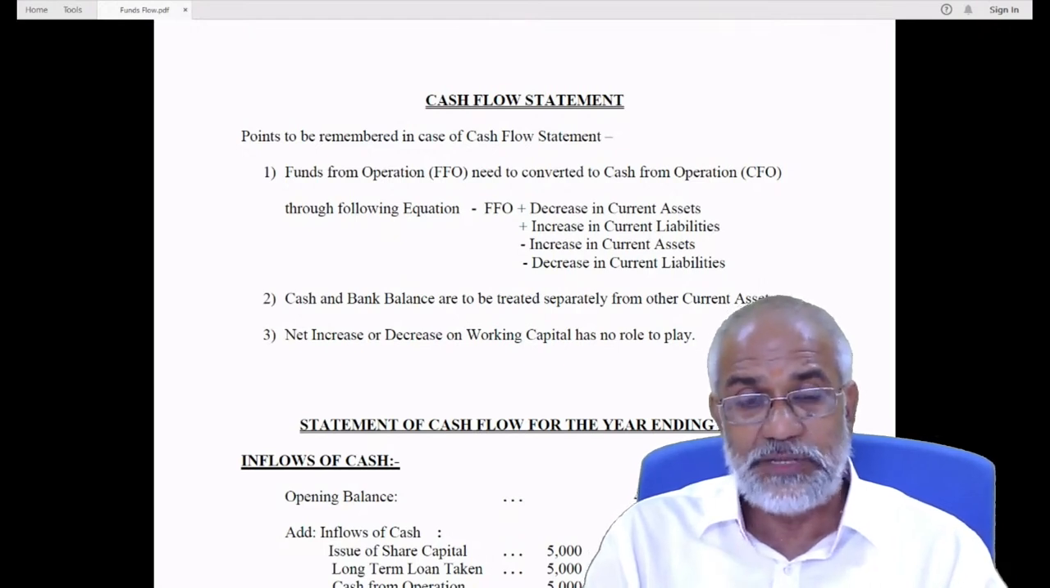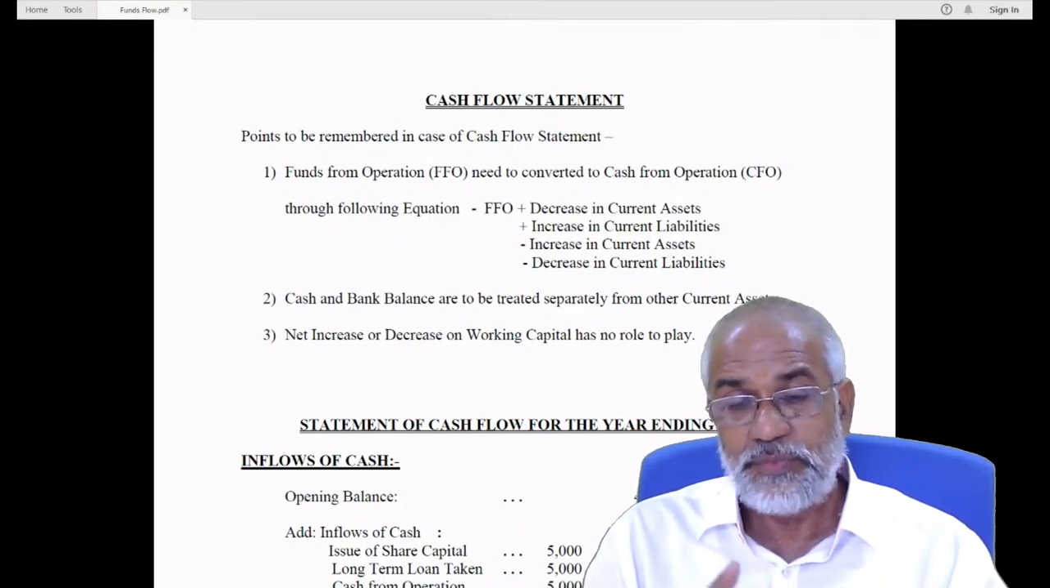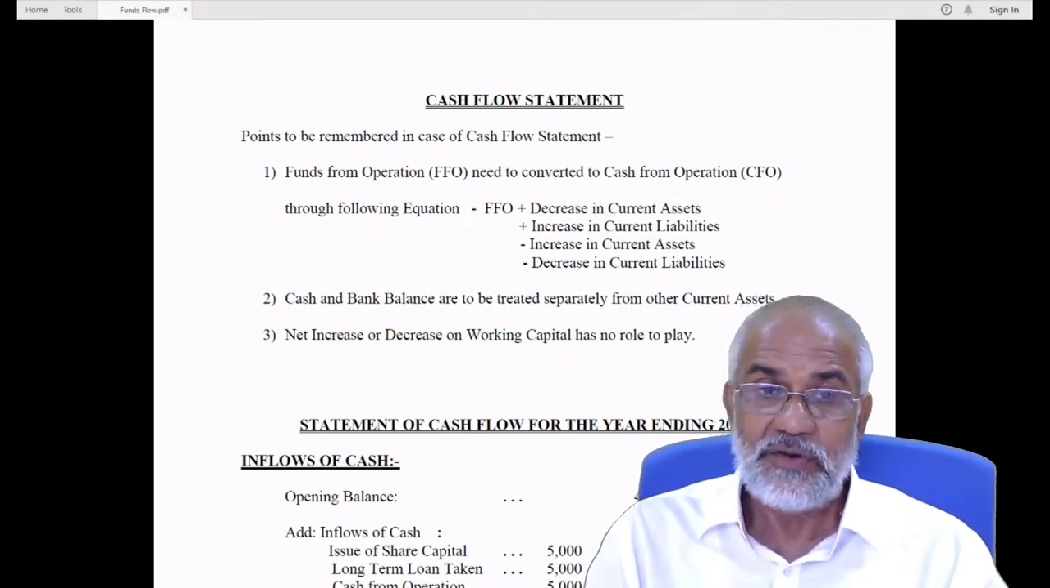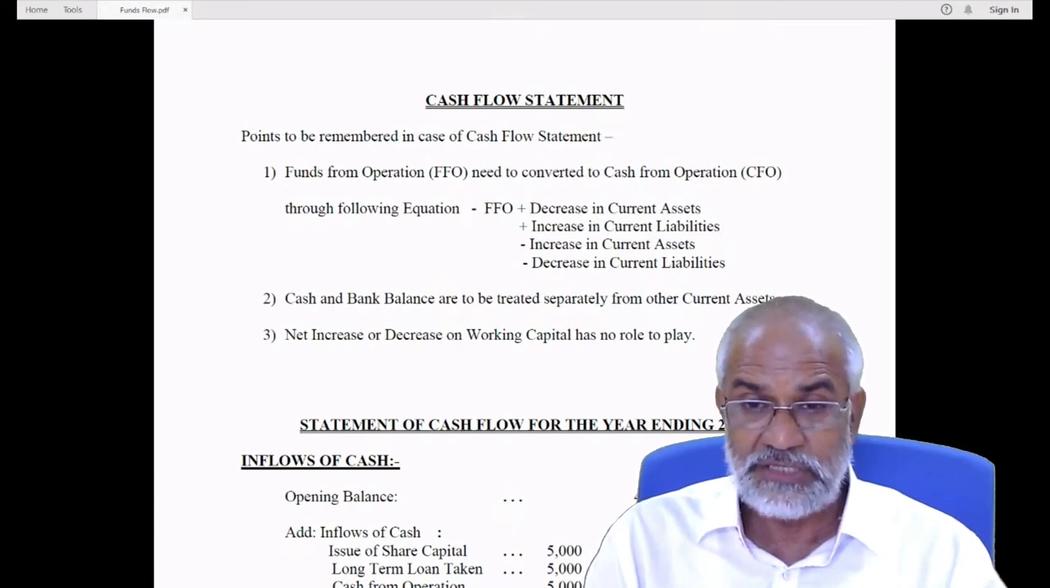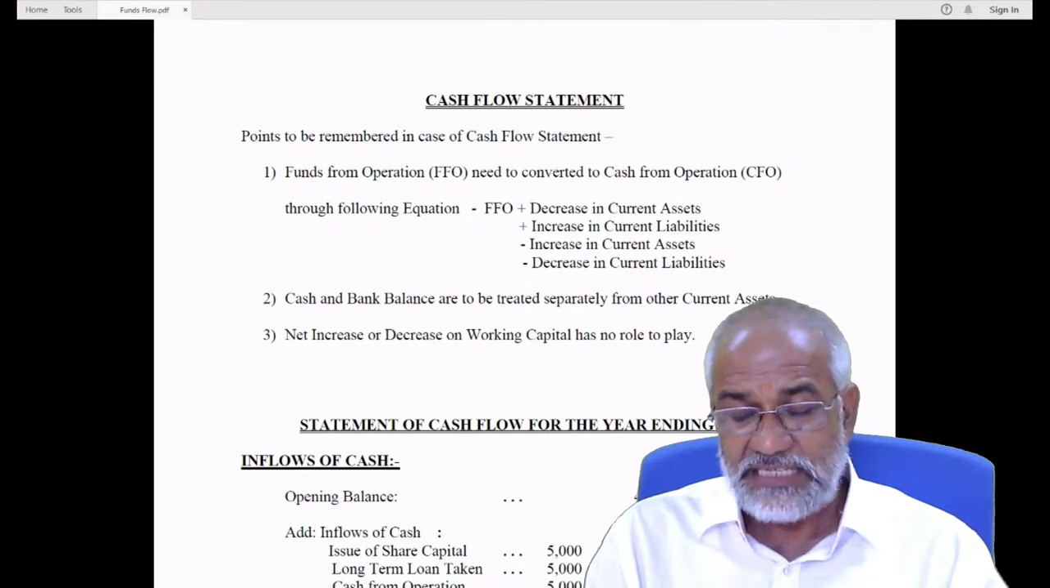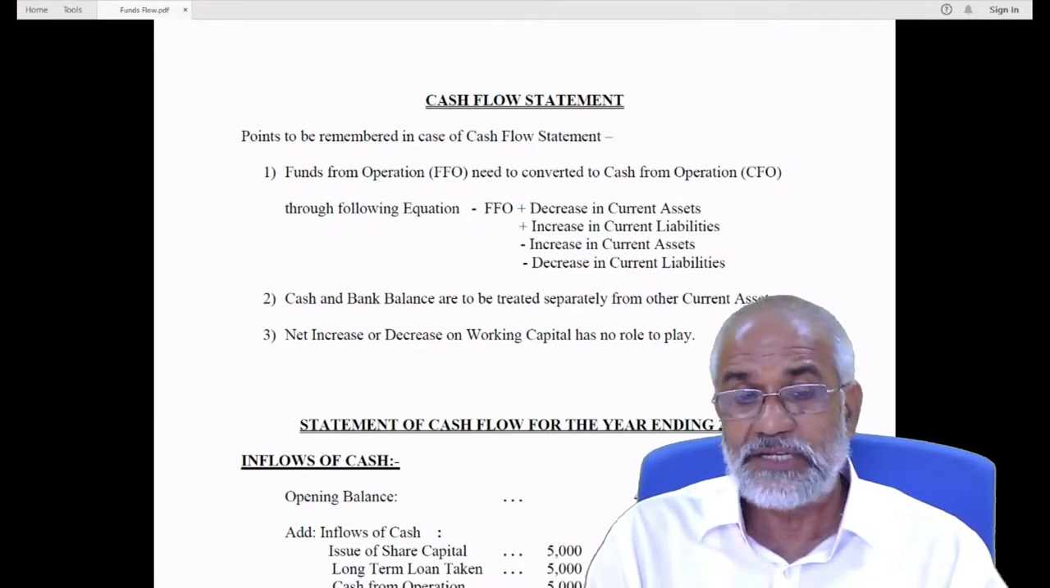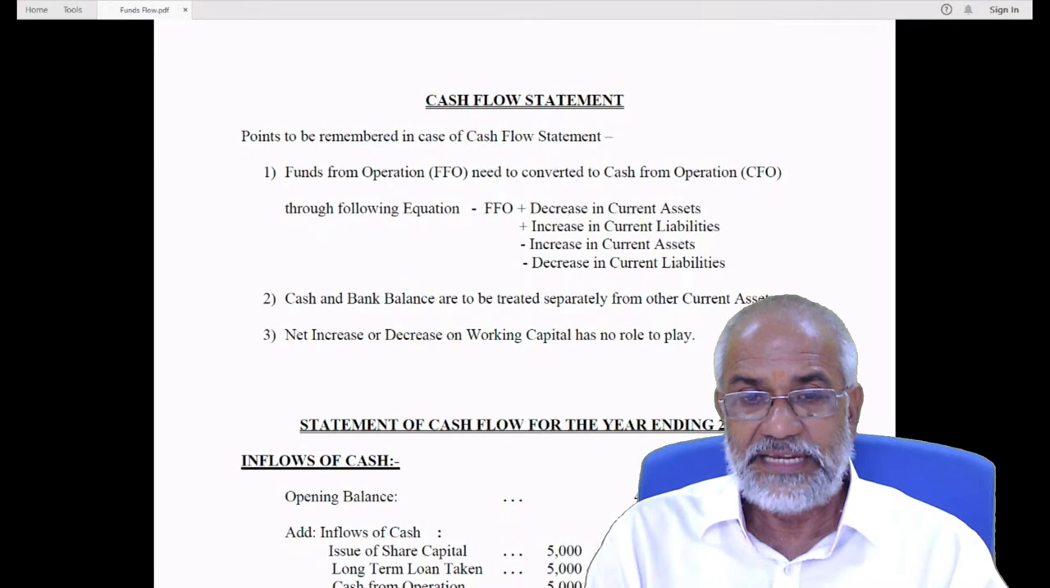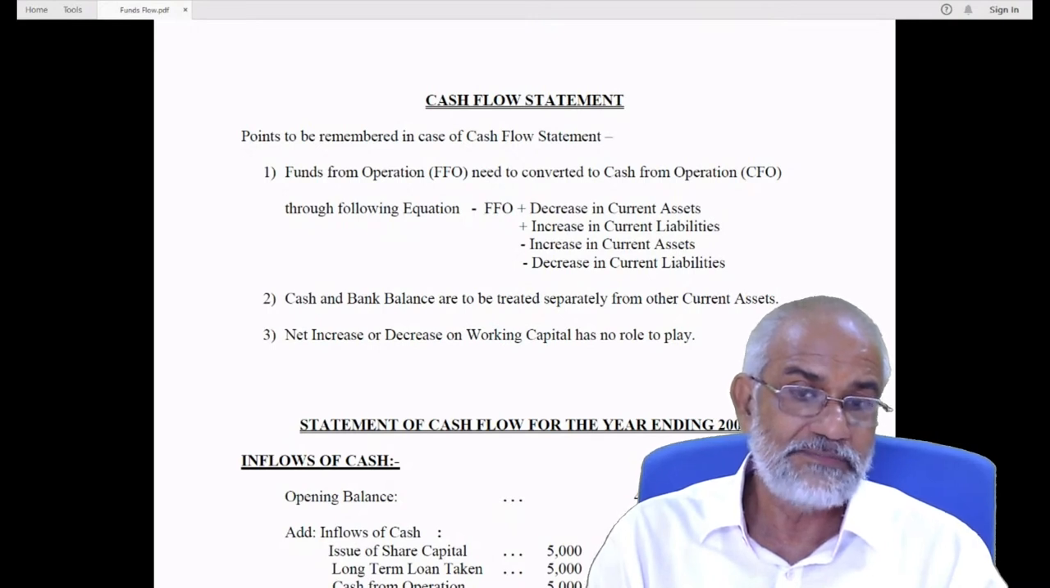Then the second item to be remembered is that the cash and bank balance are to be treated separately. Although it is a current asset, it is to be dealt with separately while preparing the cash flow statement, so it has not to be merged with other current assets when the equation is taken into consideration. The last step to be remembered is that the net increase or decrease in working capital has no role to play in preparation of the cash flow statement.